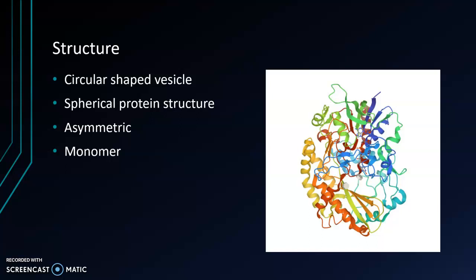The structure of this fungi is nothing short of complex. It consists of a circular shaped vesicle, as we can see here in this photo, with filamentous extensions growing out of it. Its protein structure also resembles a spherical shaped exterior, which is noted here in this round circle. And we can note that it has an asymmetrical shape to it, and it is a monomer.